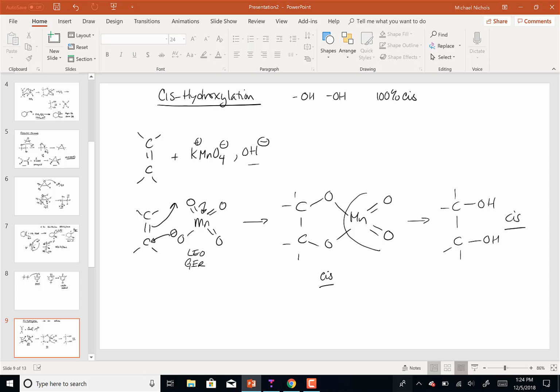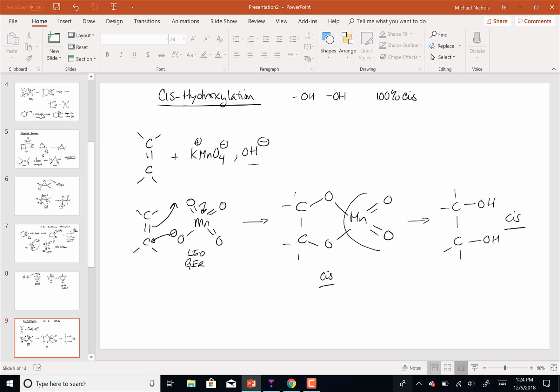Wait, where does the second OH come from? These two oxygens become OHs from the reaction from the manganese being pulled off. I mean, you can imagine the manganese being pulled off and those being two O minuses that then immediately like deprotonate water.